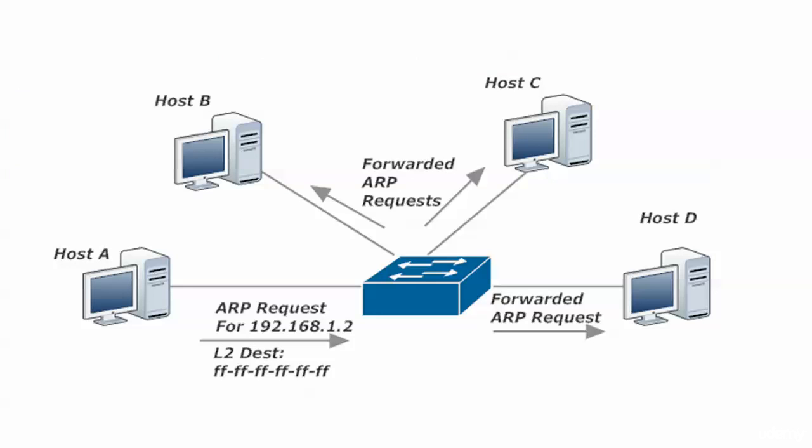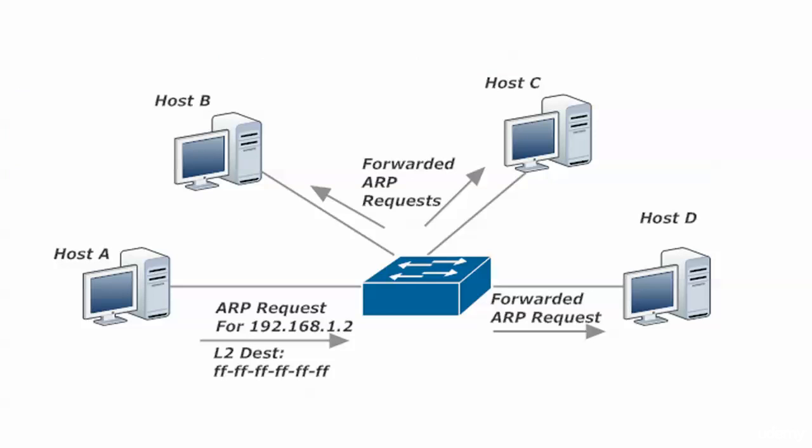If we have 4 hosts connected to a switch, here's how it's going to go. The layer 2 broadcast destination comes into that switch. It gets forwarded out every port except the one it came in on. So those ARP requests are all going to go out, and everybody's going to look at them. C and D are going to look at them and say, well, okay, I'm not 192.168.1.2, so I don't care, and it's just discarded.